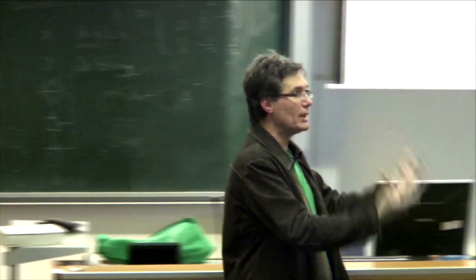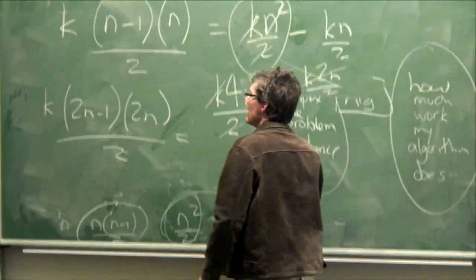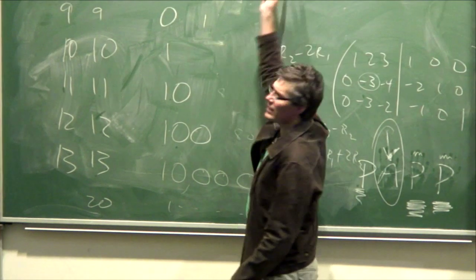If you double the size of the problem instance, you quadruple the amount of work you have to do, which means, presumably, if each amount of work takes a fixed amount of time, you quadruple the amount of time it takes to run. Now, what would you rather have, a linear sorting algorithm or a quadratic sorting algorithm?